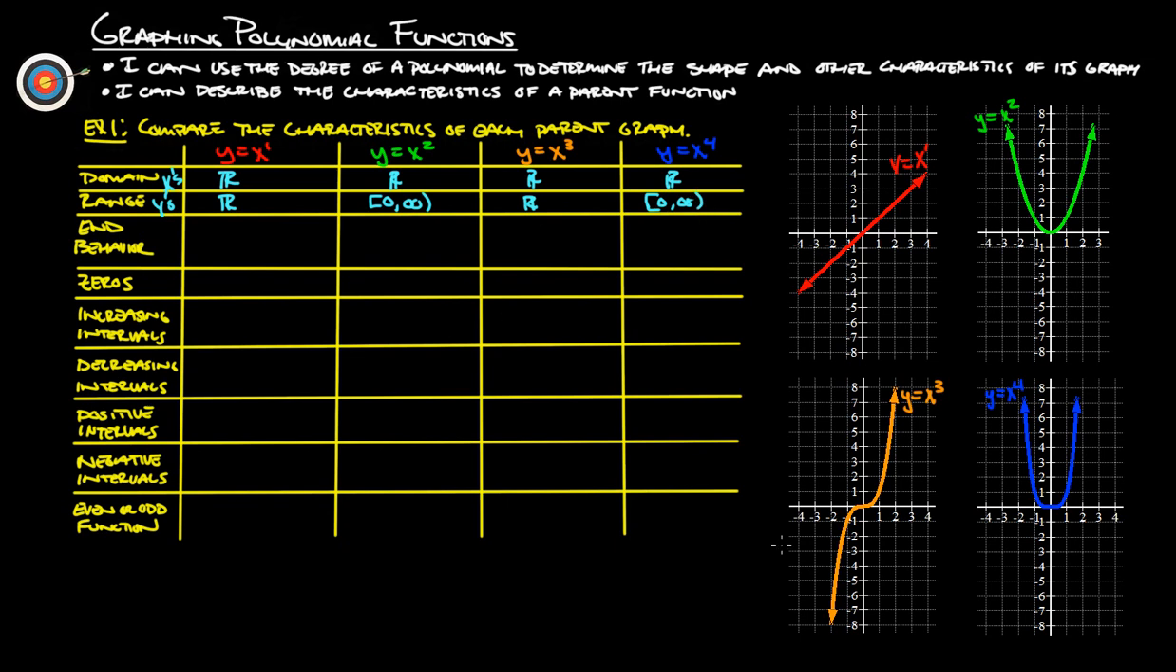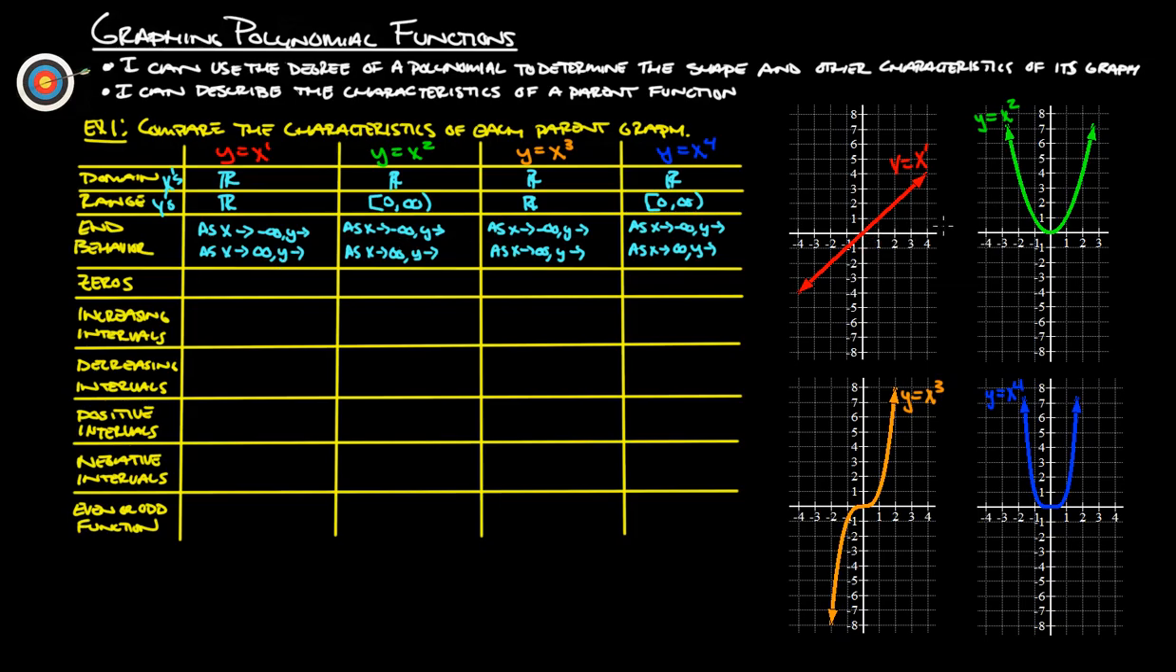Okay, end behavior. That's what happens to it when it gets forever and ever big and forever and ever small. So let's start off writing with all of these. If you'll remember, we write it like this: as x goes to negative infinity, y goes to what? As x goes to positive infinity, y goes to what?